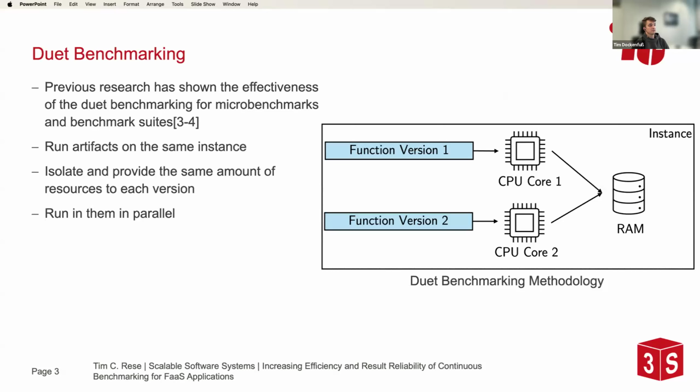That's where we thought that we could apply duet benchmarking in the FaaS environment in general, as it's already been shown that duet benchmarking works very well for micro benchmarks and general benchmark suites. The idea here is that you run both artifacts or both versions on the same underlying instance. You isolate them from one another and run them on separate CPU cores and give them access to the shared memory. And then you run them in parallel. That means that all uncontrollable influences that impact your instance will likely influence both versions the same.